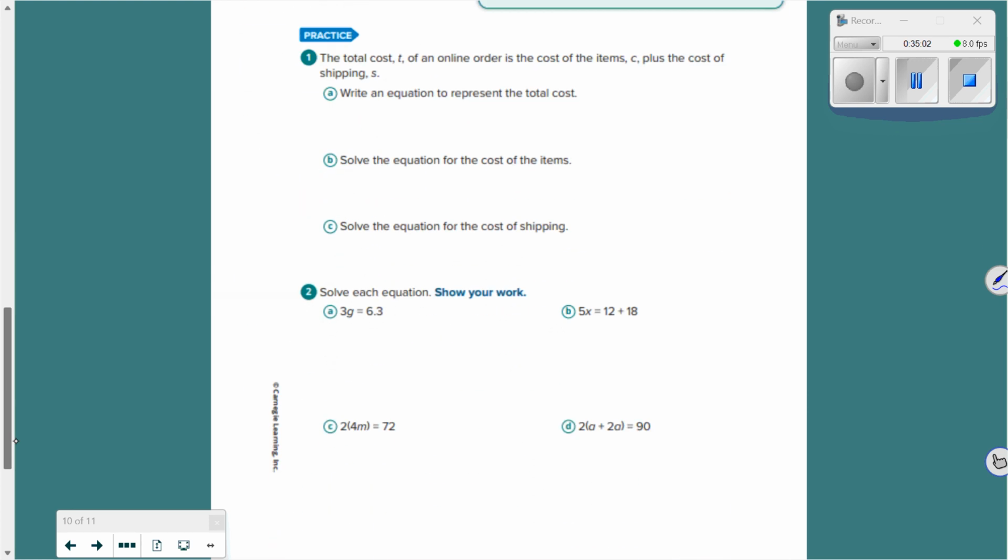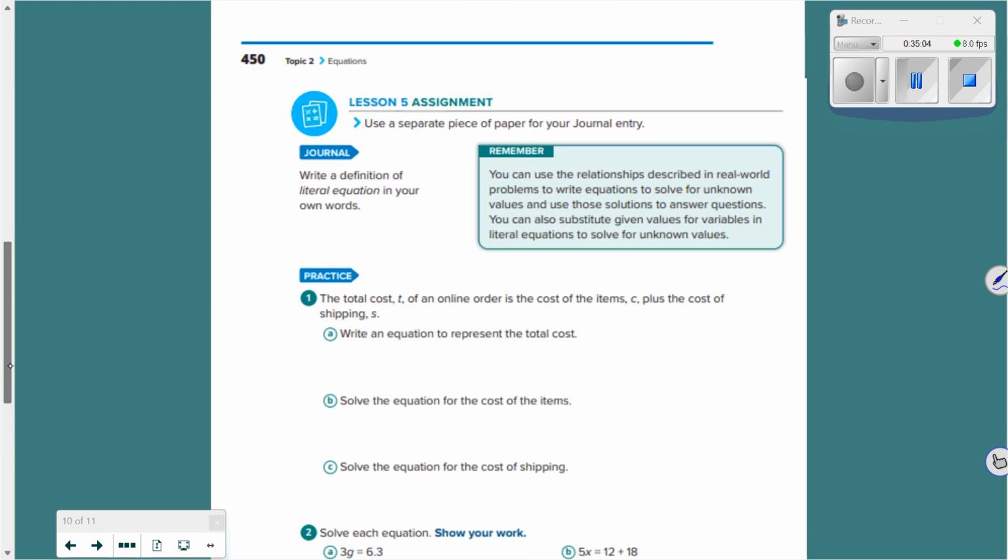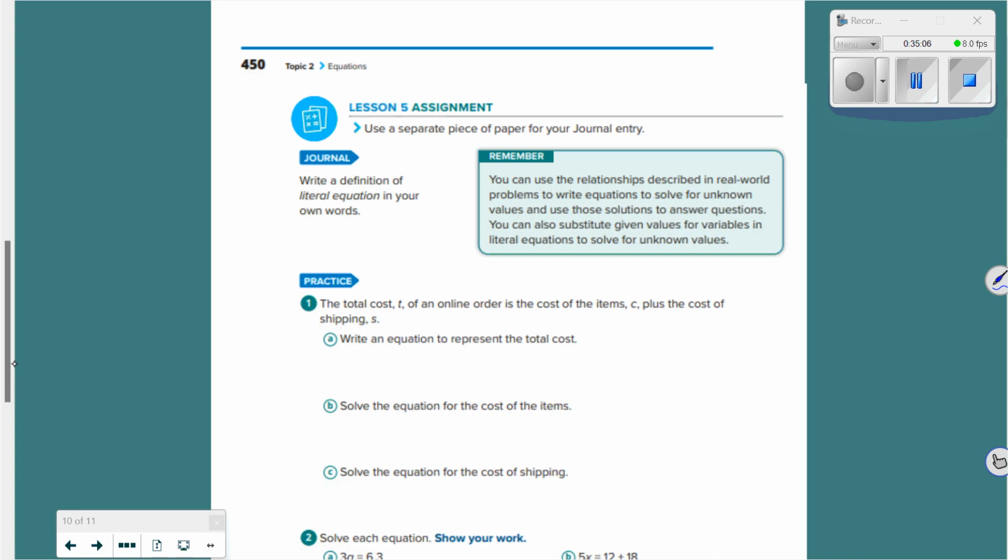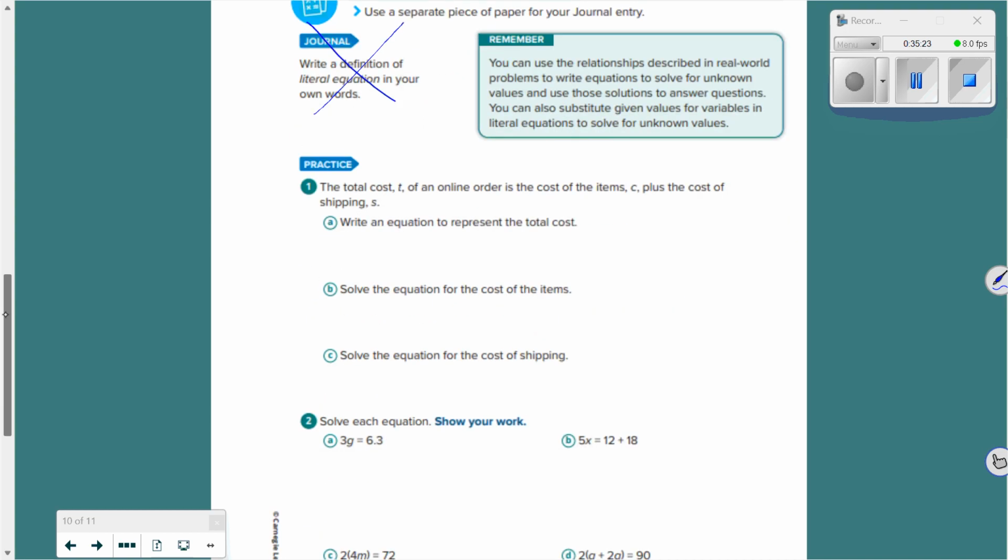Going to page 457. Little equation. That was actually one of the pages we skipped. We did not give you that definition. So we are going to cross out your journal. You actually don't have to do it. Okay? If you want to do it, that's awesome.